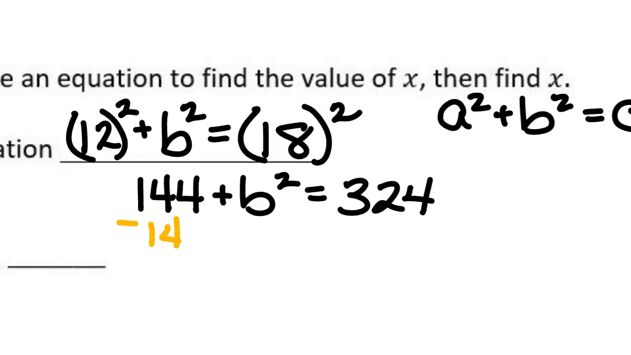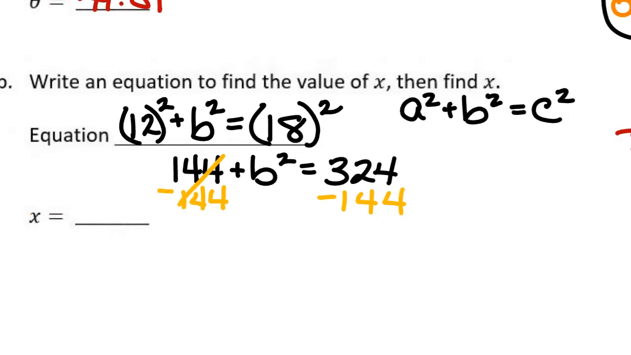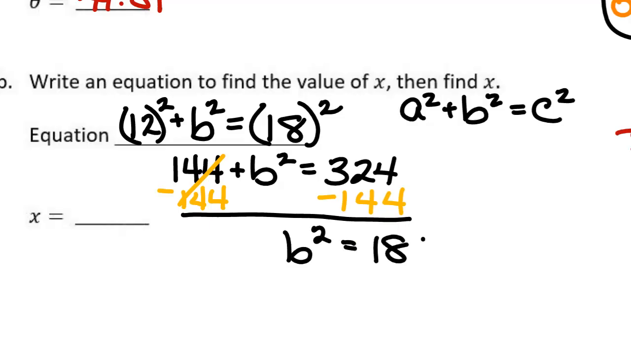So then we subtract 144 from both sides. And we get what for b squared? 180. And now what? Square root. If you do it to one side, you've got to do it to the other side.